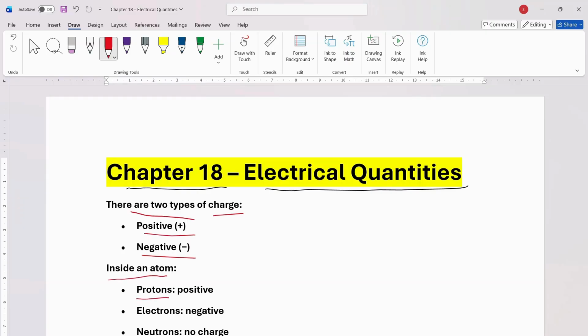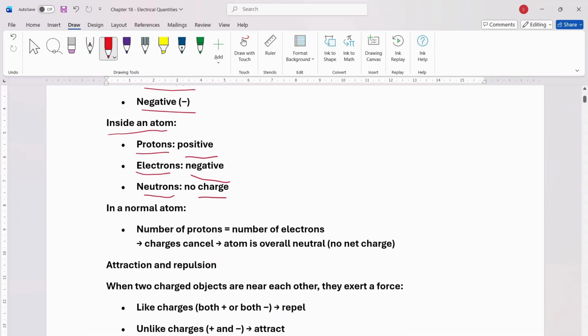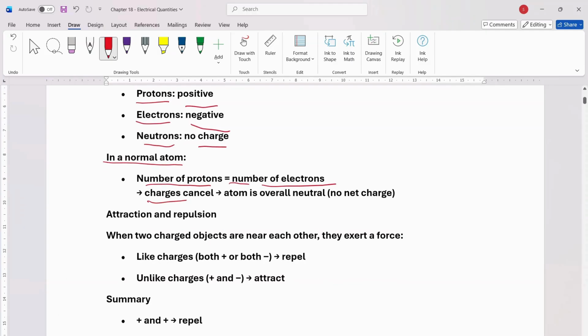Inside an atom, we have protons, which have a positive charge, electrons, a negative charge, and neutrons, which have no charge. In a normal atom, the number of protons is equal to the number of electrons. Charges cancel. The atom is overall neutral, with no net charge.